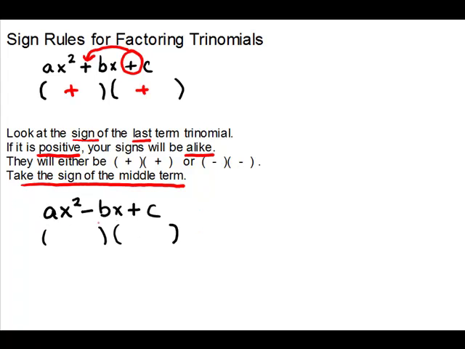Let's look at this trinomial. We would first go to the last sign, and it is positive, so it says our signs are going to be alike, either two positives or two negatives. We don't know which, so we have to go back and we will take the sign of the middle term. So we're going to have two negative signs in this setup.